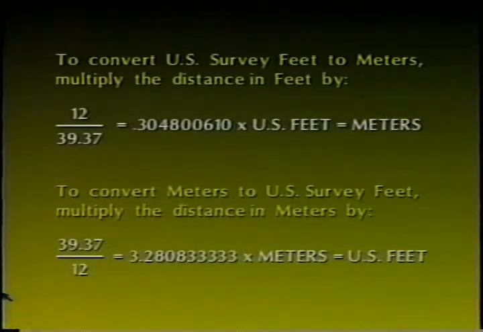To obtain a relationship between meters and feet, we observe the relationship in inches and compute the following constant. To convert U.S. survey feet to meters, multiply the distance in feet by the derived constant. To convert meters to U.S. survey feet, multiply the distance in meters by the derived constant.